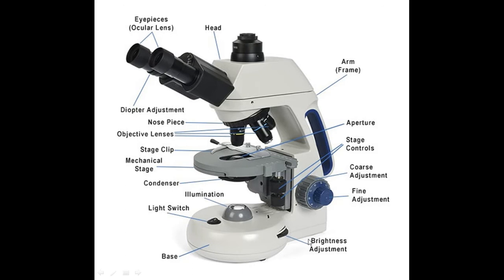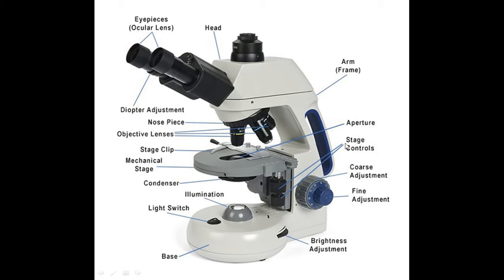We have the brightness adjustment, of course, as the name implies. It is used to adjust the brightness of the light. So the intensity of the light that flows through here is first controlled by the brightness adjustment, and further controlled by the diaphragm and the condenser.